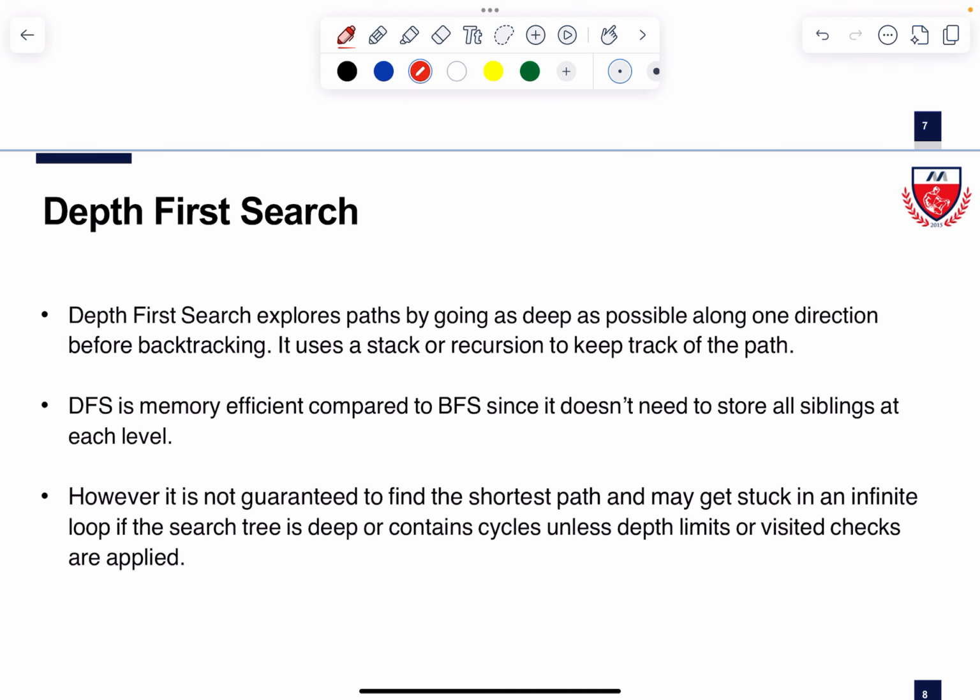All right. The depth first search explores paths by going as steep as possible along one direction before backtracking. It uses a stack or recursion to keep track of the path. So DFS is memory efficient compared to the breadth-first search since it doesn't need to store all siblings at each level. However, it's not guaranteed to find the shortest path and may get stuck in an infinite loop if the search tree is deep or contains cycles unless depth limits or visited checks are applied.